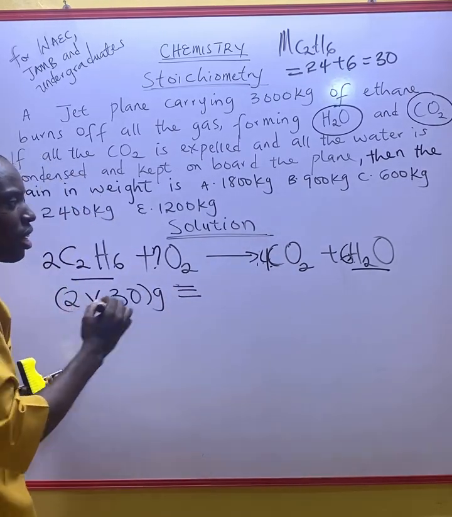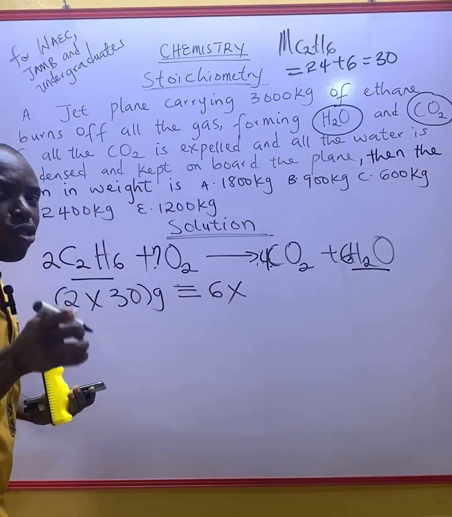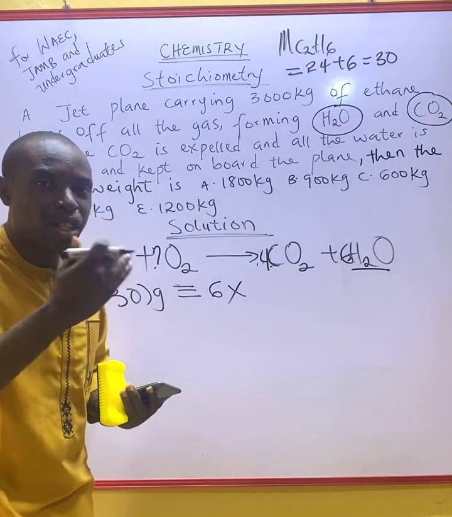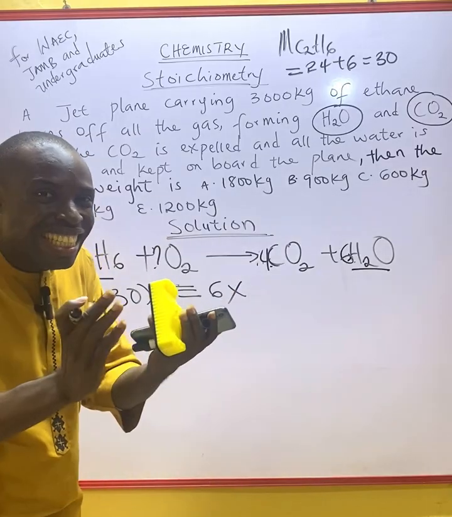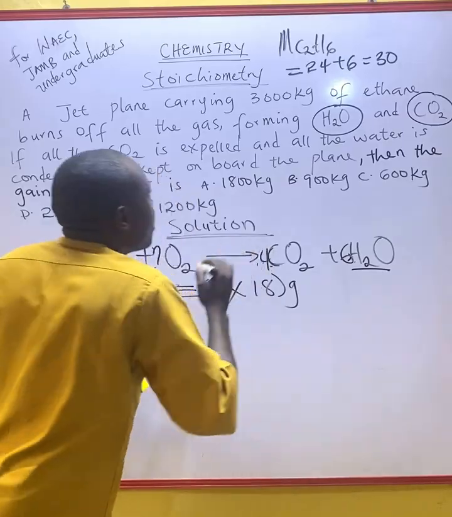Equivalent to, of course, water. Here is 6 multiplied by the molar mass of water, which is 18 grams per mole. How do I know? Hydrogen is 1. 1 times 2 is 2, plus 16 together is 18 grams per mole. So here is 18. So now look at the question.